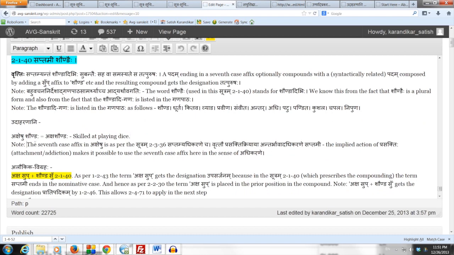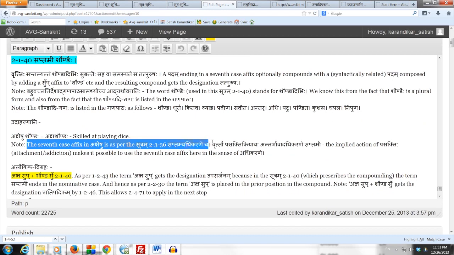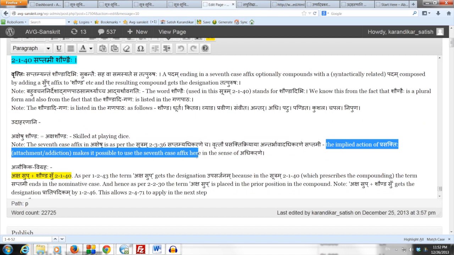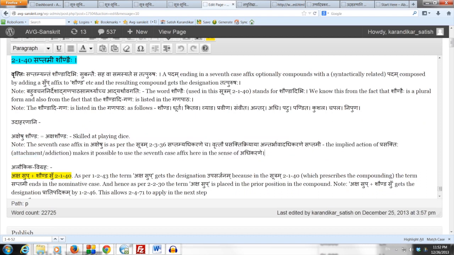Note here says that the seventh case affix in Aksheshu is as per the sutram Saptamyadhikarancha, and further says that Vrittau Prasakti Kriyaya Antarbhavad Adhikarane Saptami, which means that the implied action of Prasakti, meaning attachment or addiction, makes it possible to use the seventh case affix here in the sense of adhikarane. Remember, the adhikaranam is a karakam, it is a participant in the action. So when we say Aksheshu Shaundaha, there is no action explicitly mentioned, and without an action we cannot have an adhikaranam. Adhikaranam is a participant in the action.